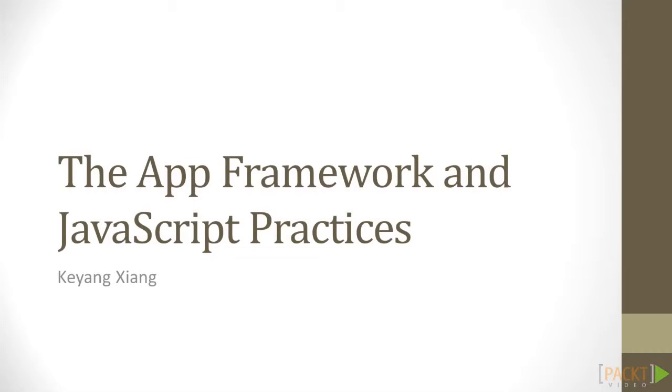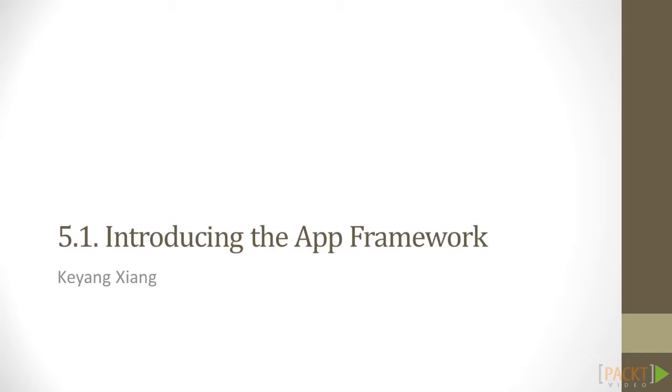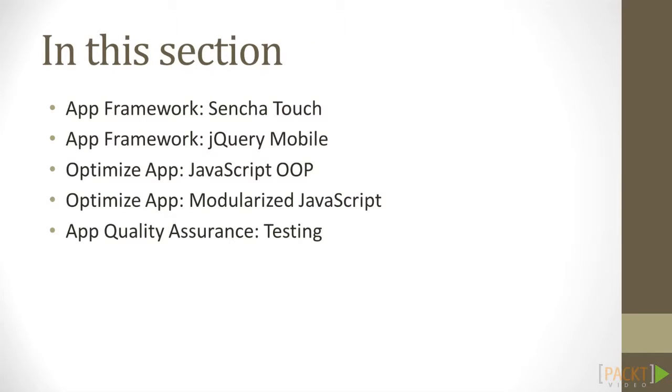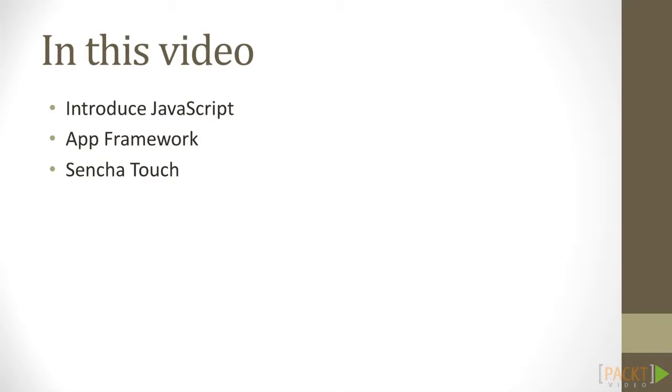In the previous section, we've introduced some HTML5 and CSS3 features, which are mainly used for UI construction. In this section, we'll gradually go through how to build an app with the help of frameworks, how to optimize JavaScript code, and how to increase the quality of JavaScript code using unit tests. In this video, we will mainly focus on a framework called Sencha Touch and demonstrate how fast an app can be built with Sencha Touch and deployed to mobile devices with PhoneGap.